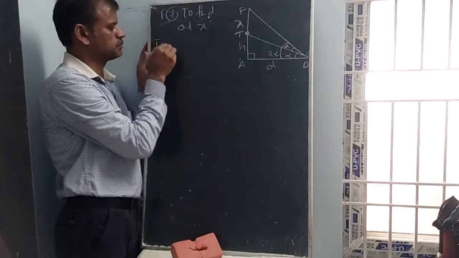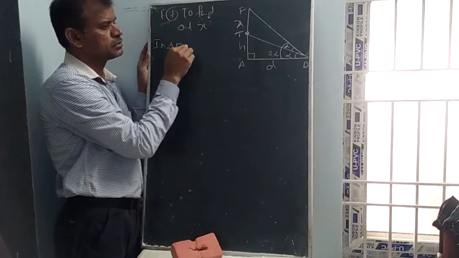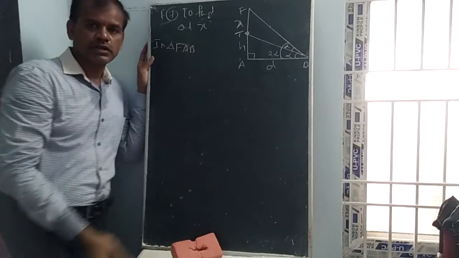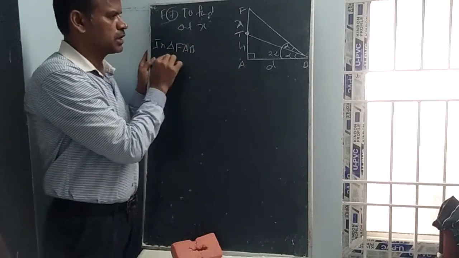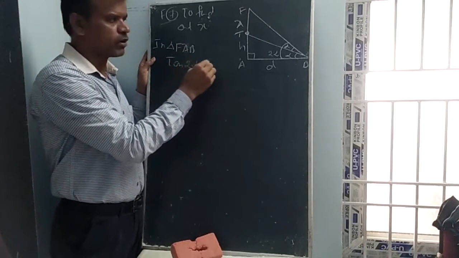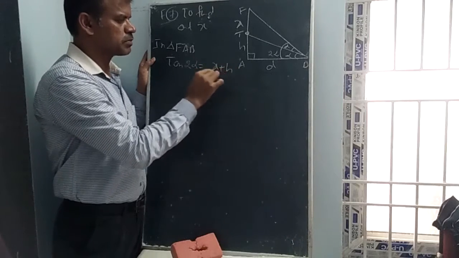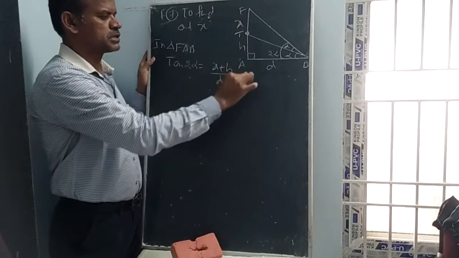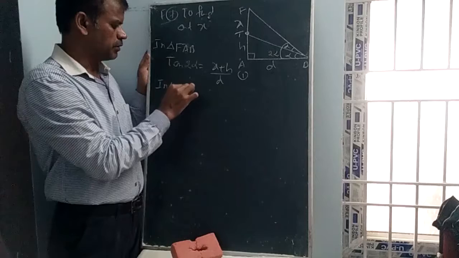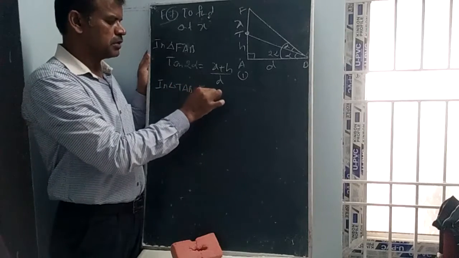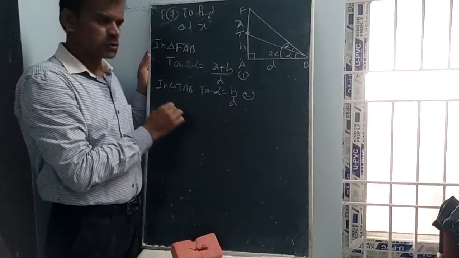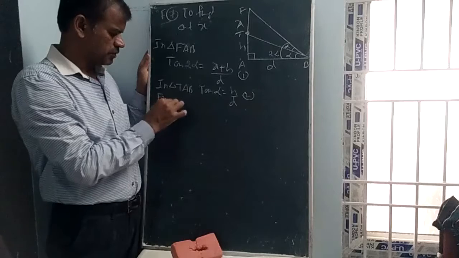In triangle FAB, tan of the total angle, tan 2 alpha, is equal to X plus H by D. Keep this aside as the first equation. In triangle TAB, tan alpha is equal to H by D. This is the second equation.